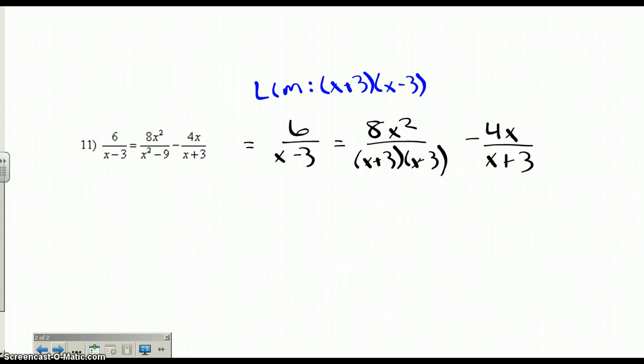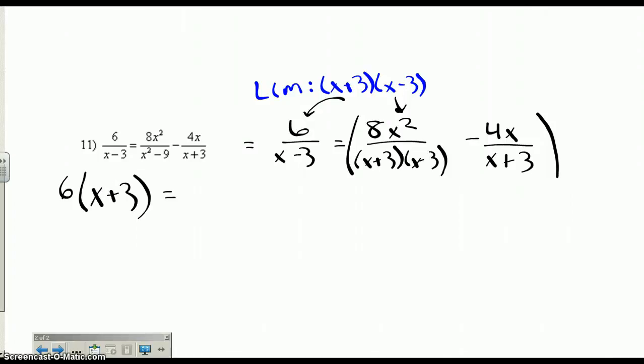So I need to multiply the entire equation by that. I'm going to take that least common multiple and distribute it around this whole equation. Notice on the left side of that equation, the x minus 3 is reduced, so I'm left with 6 times x plus 3. In the middle expression, the entire denominator reduces, so I'm just left with 8x squared. And on the right expression, the x plus 3 is reduced, so I'm just left with 4x times the quantity x minus 3. So even in this case, it simplifies.